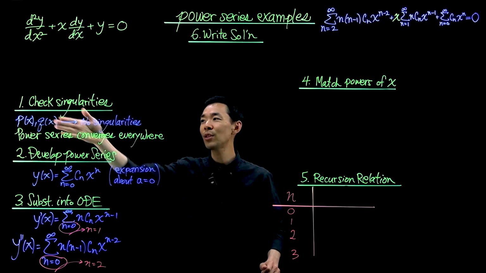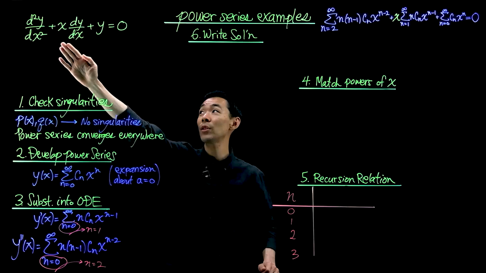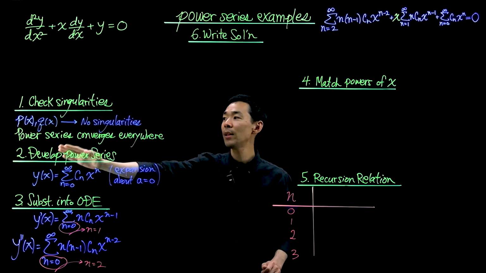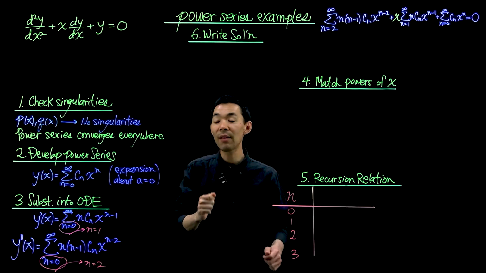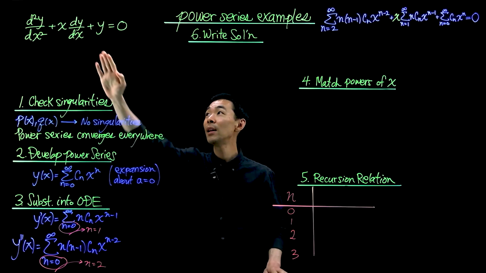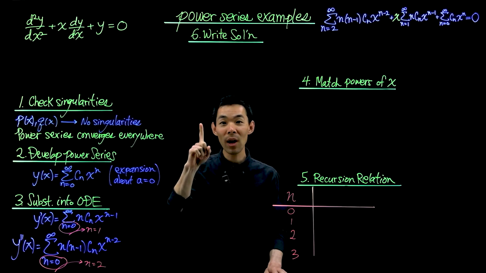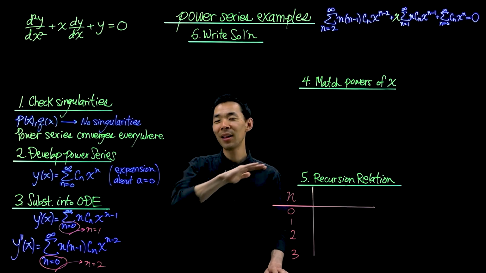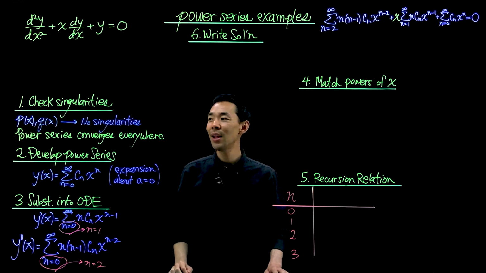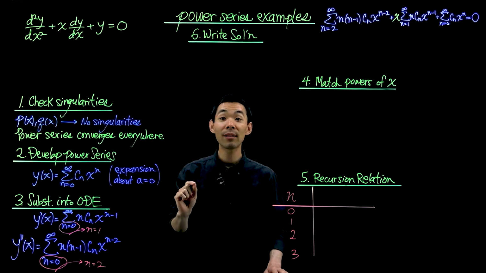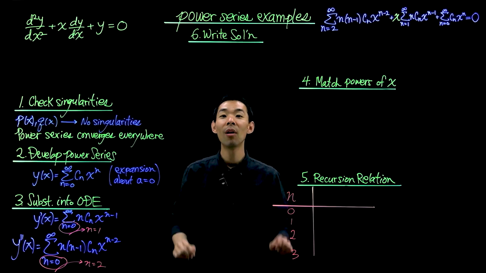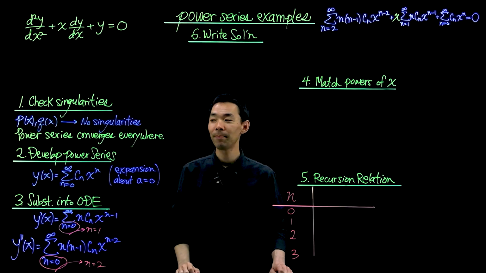Step 1 is to check for singularities in your coefficients, p and q. In this case, p is a linear function, x. It has no singularities. It never diverges for any value of x. The q coefficient is equal to 1. The constant function of 1 never has any singularities, and therefore p and q neither have singularities, and therefore a power series would converge everywhere along the real and complex line.